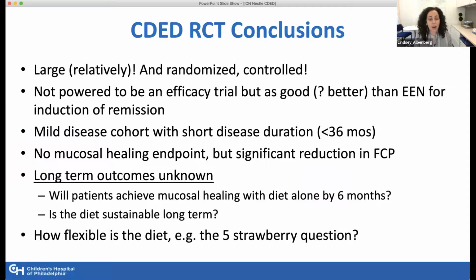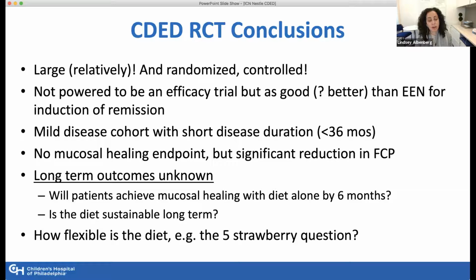It's not powered to be an efficacy trial, but seemed to be as good, possibly better from a tolerance perspective than EEN for induction of remission. I think it's important to remember that this was a mild disease cohort with short disease duration. There was no mucosal healing endpoint, but there was significant reduction in calprotectin. And again, I think the longer term outcomes right now are unknown, but will hopefully be answered by future studies.